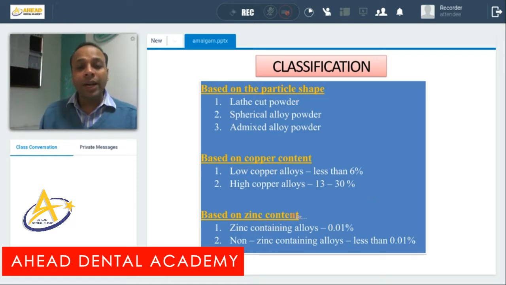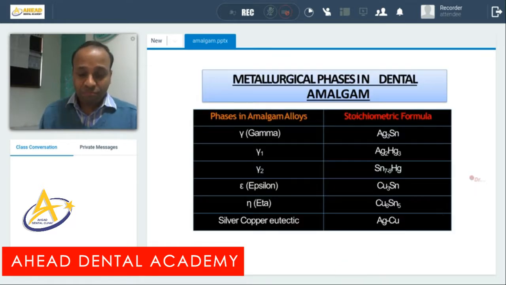Based on the zinc content, it can be zinc containing or non-zinc containing. If less than 0.01%, we call it non-zinc containing. If equal to 0.01% or more than 0.01%, we call it zinc containing alloy.